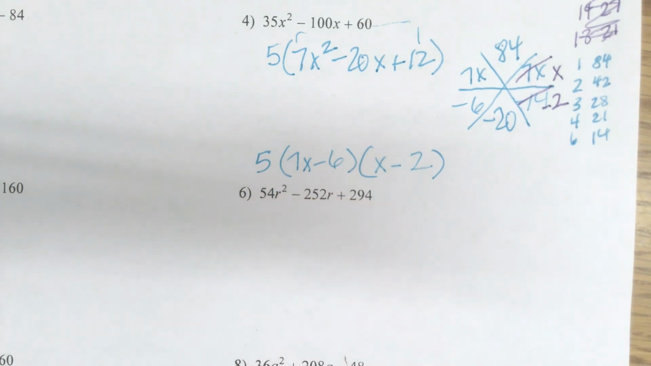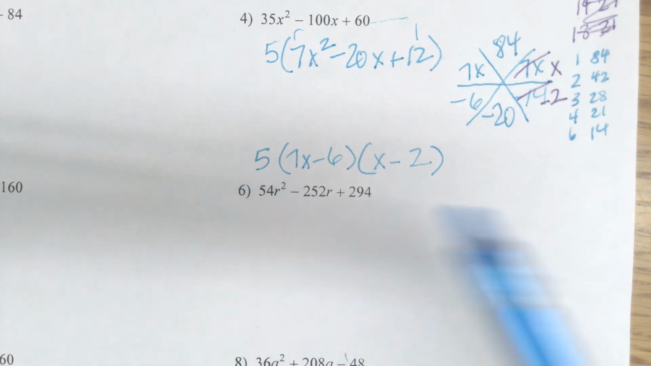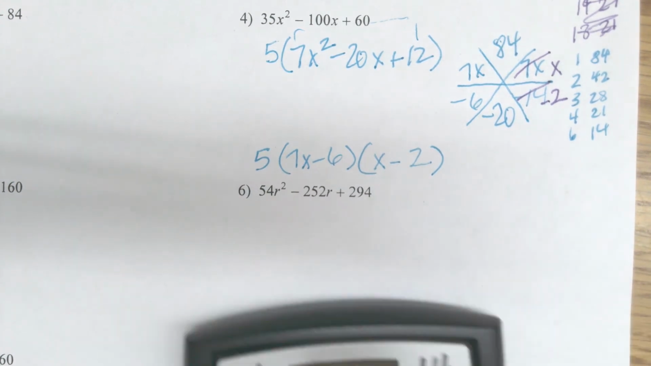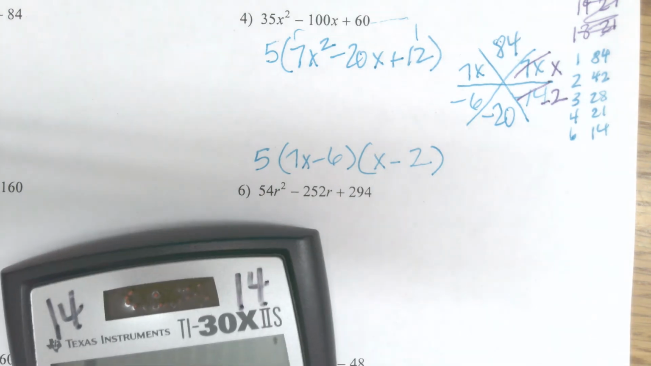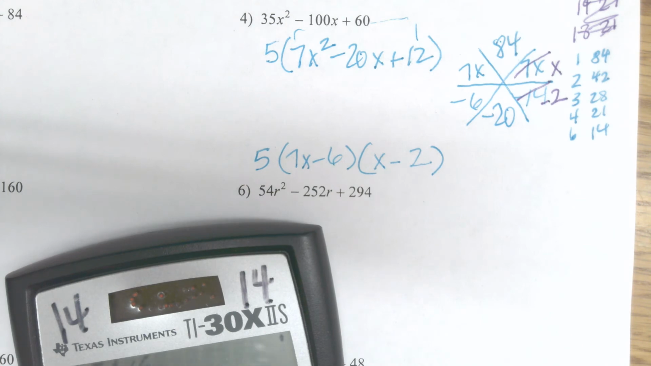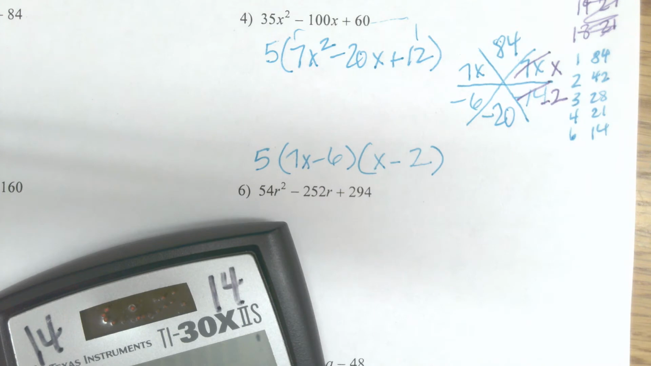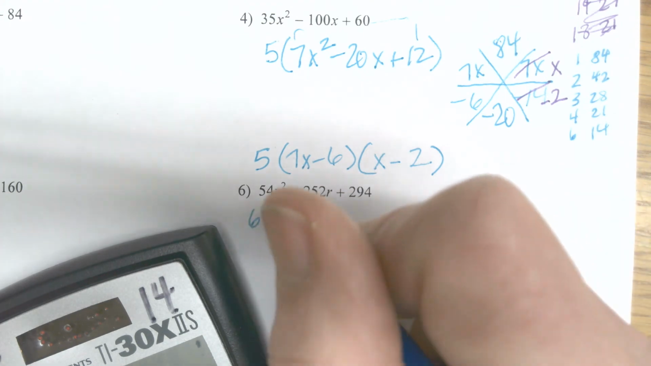When we move on to number 6, 54, 252, and 294. I always think of all the things that can go into 54. I can divide everything by 2, but can I go higher than that? Can I do 54 divided by 4? Nope. Can I do 54 divided by 6? Yep, that's 9. So now I'll try everybody with 6. 252 divided by 6. Yep, 42. So I'm going to start with 6.